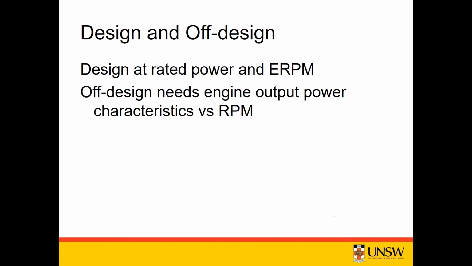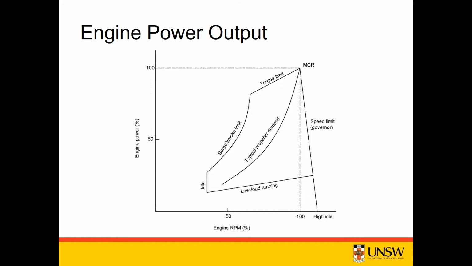So we design at the rated power and RPM, and then the off-design condition needs the engine output power over a range of RPM, because what we then have to do in the off-design condition is to match the power demanded by our particular propeller at the off-design condition. And so we need to know a bit about the engine output power curve. Now, I don't know if you can all read what's on the screen there?